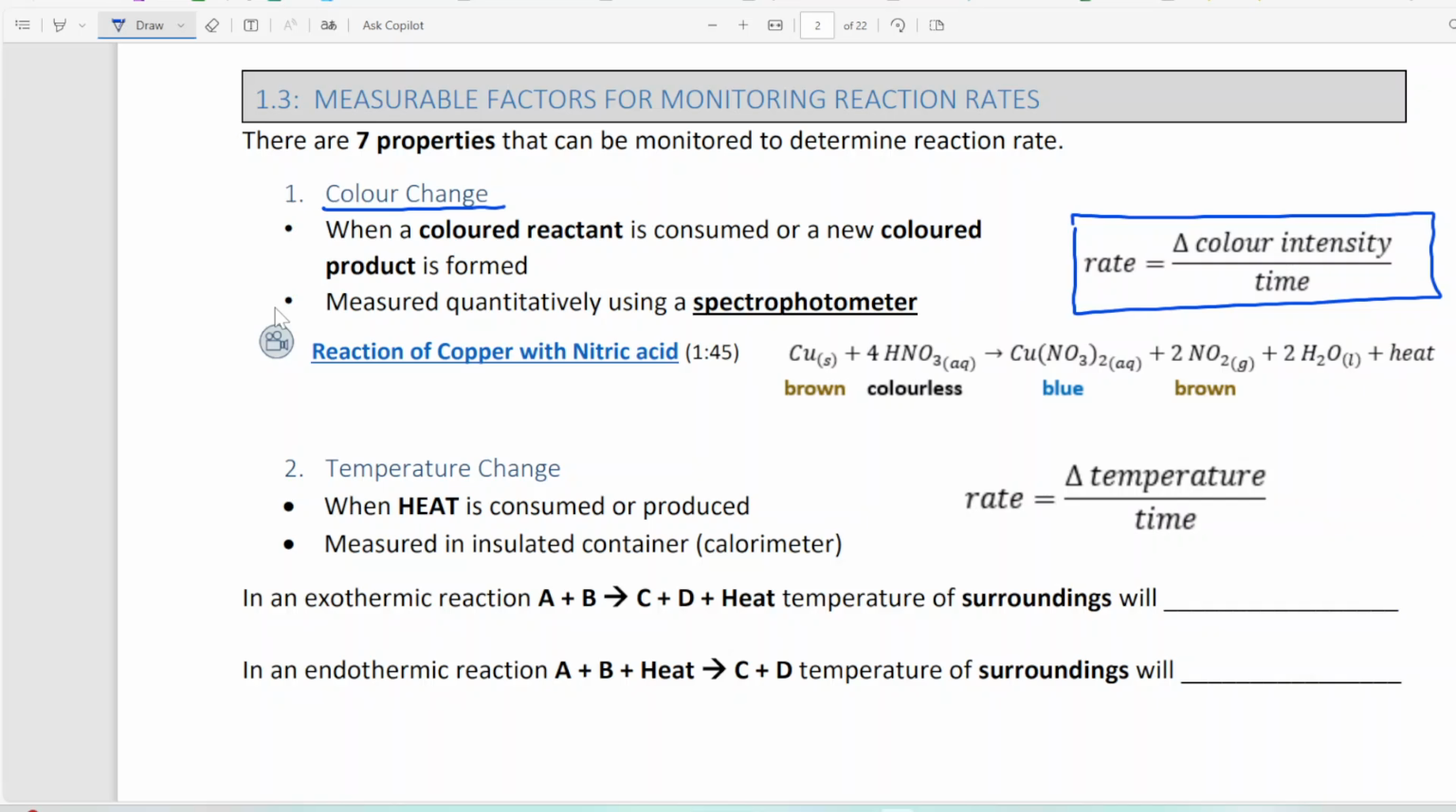A good example of this would be the reaction of copper with nitric acid. Copper is a brownish metal, and nitric acid is colorless. When these two react, they produce copper nitrate, which is blue. They also produce nitrogen dioxide, which is brown, and water and heat. So the key thing is there has to be a color change. Since you're consuming brown and producing brown, you couldn't use brown to monitor this, but you could look at the intensity of blue being produced.